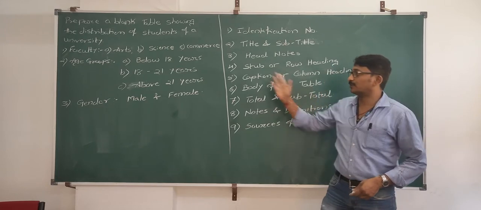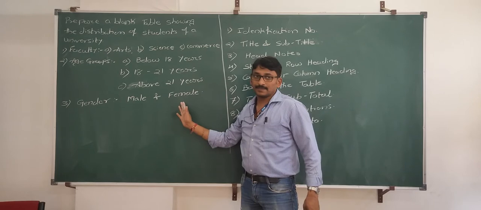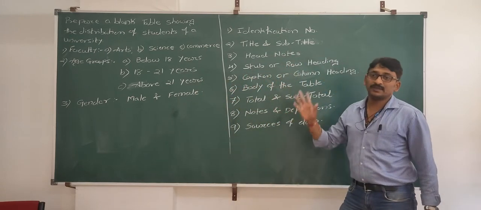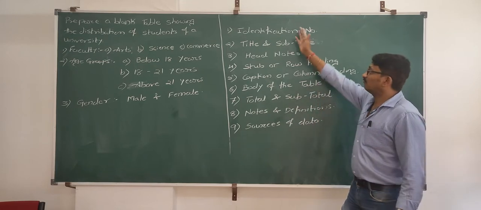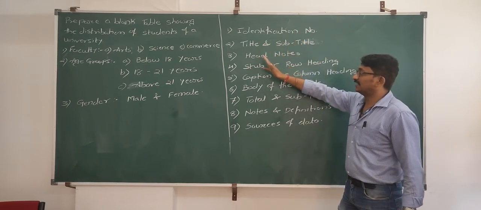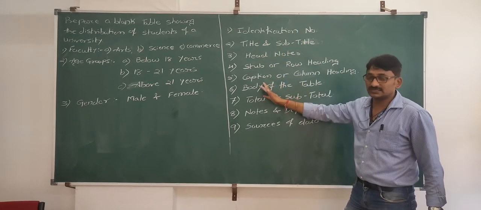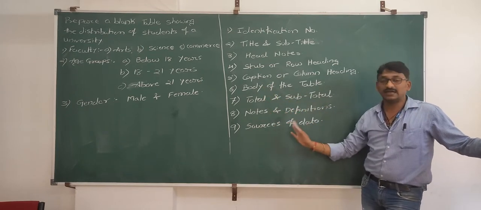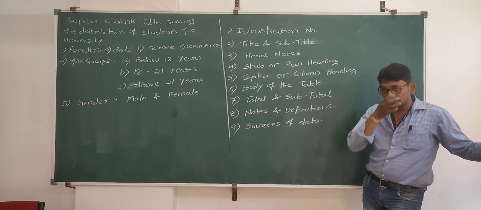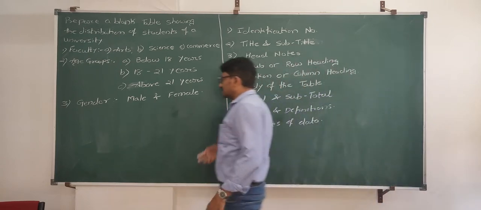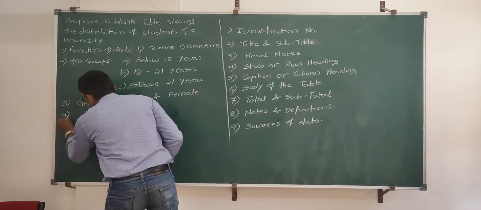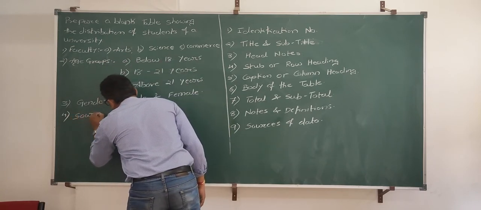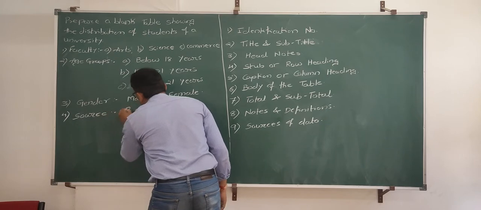We will take one simple problem which I have written over here. Okay. This problem we will take, we will solve the problem. Then I will explain what is identification number, what is title, what is head note, what is stub, what is caption, body of the table, total, subtotal, notes and sources of the data. Here I will include one more piece of information, that is 4.1 in this problem, that the source is primary.